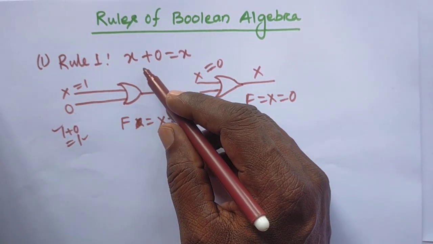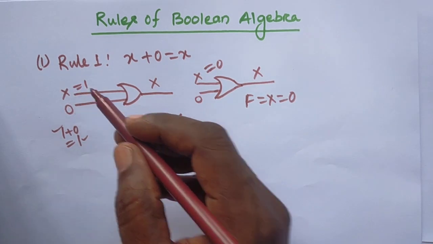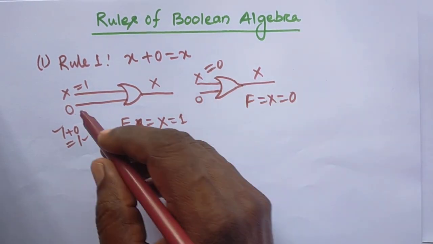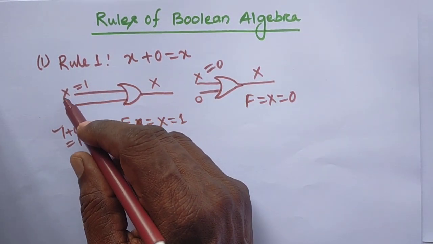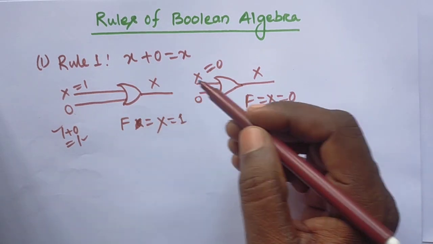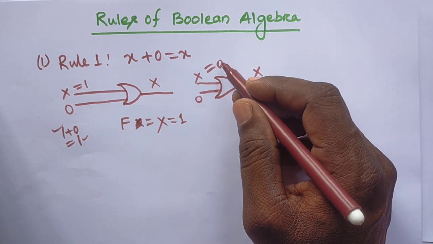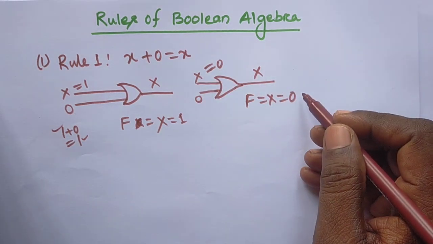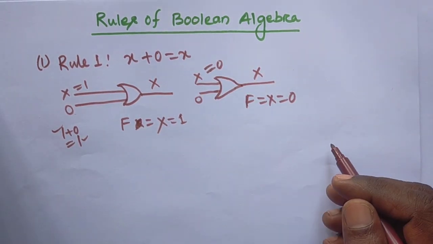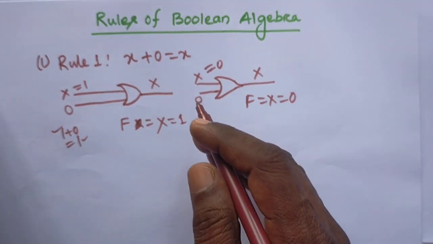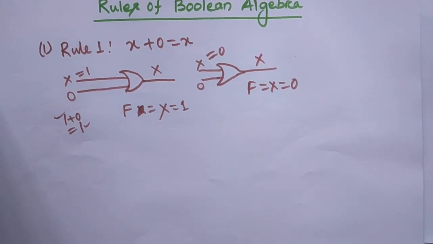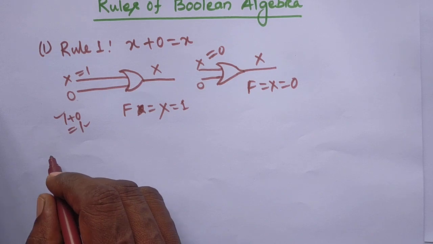We proved it in two ways: x is equal to 1, and x is equal to 0. 1 plus 0 is 1, which is x. The x value is the same. Similarly, with x equal to 0, 0 plus 0 is 0, and the x value is also 0. So we proved that whatever the value of x, the result will be x. That is the first rule.